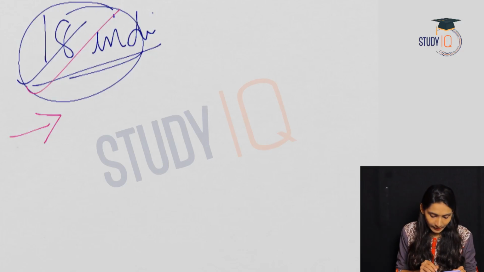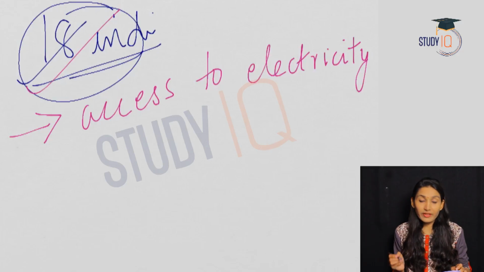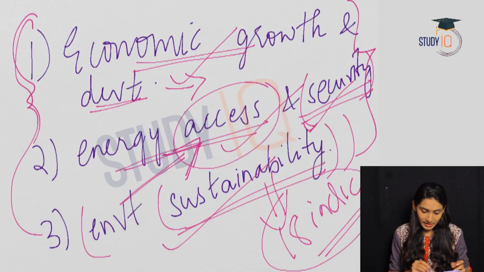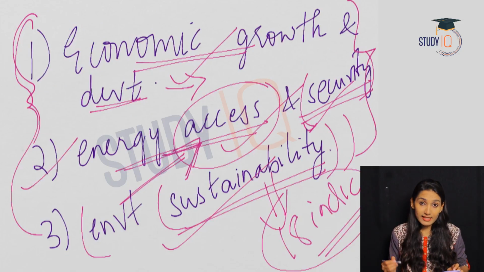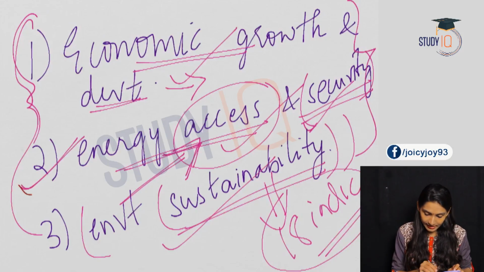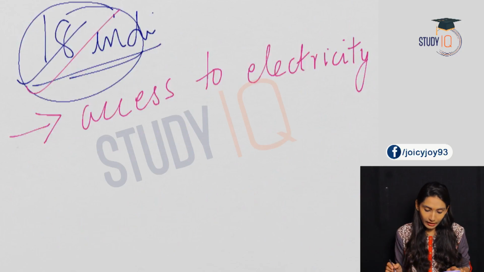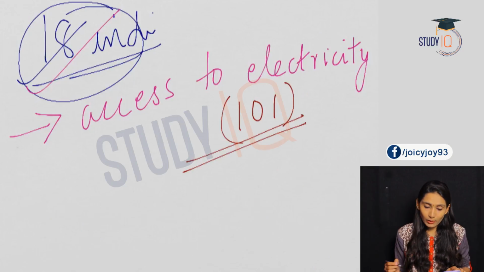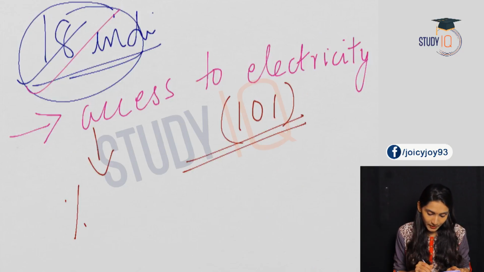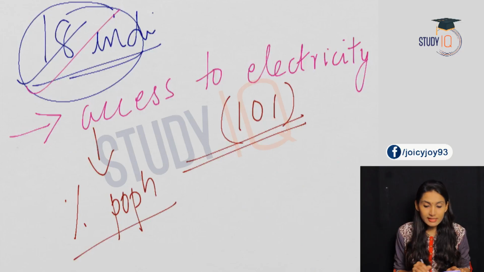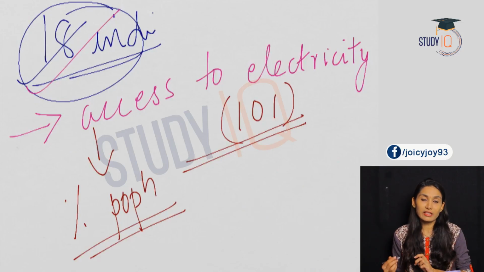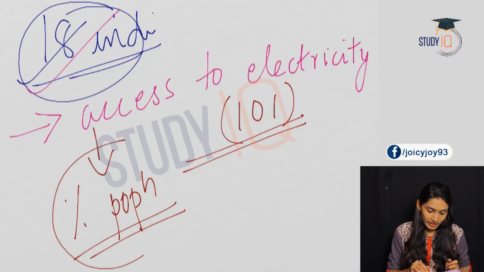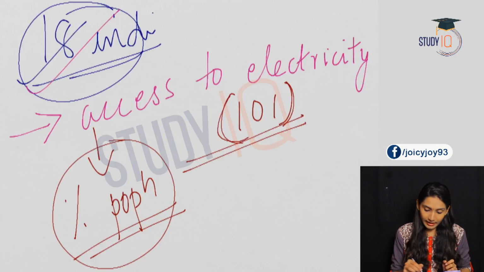The first indicator, access to electricity. So we said there are 3 core dimensions and the second one is energy access and security. So access to electricity will come under energy access and security. So let us see how India has performed. The rank of India with regard to access to electricity is 101. The rank is low. Why? Because a large percentage of the population in the country still doesn't have access to electricity, or is unelectrified. So this is the reason the rank of India is 101.